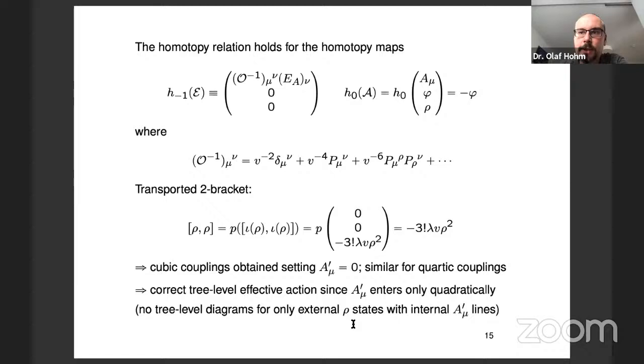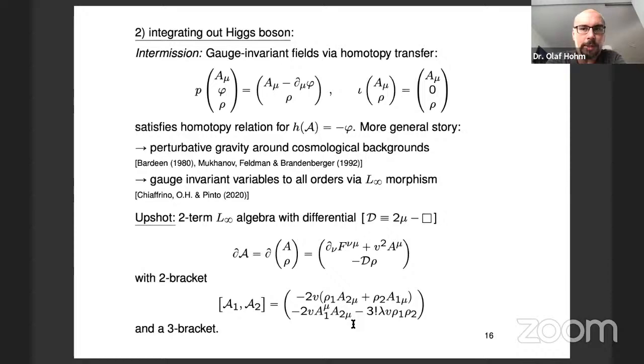Okay, so that's not so exciting, but at least the homotopy transfer here gives you the correct answer from a field theory point of view. Now, the second example is more interesting because something happens here. And this is now, if you ask the other question, suppose I want to integrate out the Higgs. So before, I integrated out the gauge boson to get an effective theory for the Higgs alone. Now I do the other way around, which maybe physically is also more interesting. I want to integrate out the Higgs field itself, the Higgs boson, and get an effective theory for the massive gauge boson A mu.